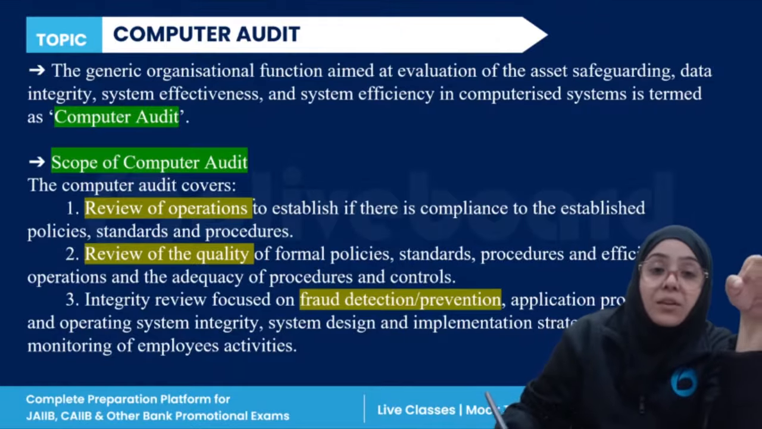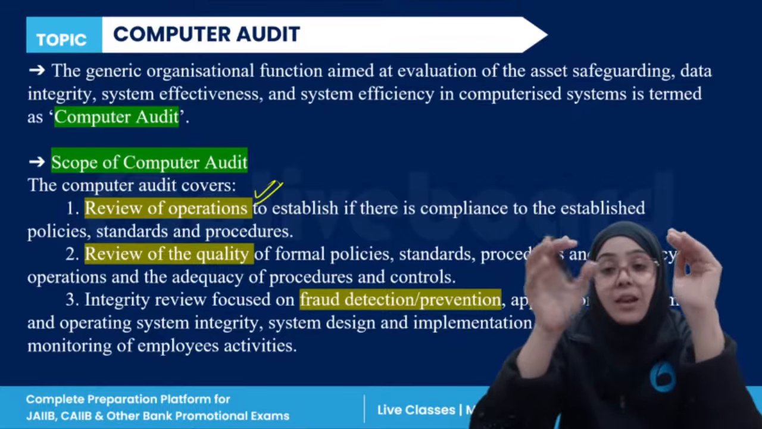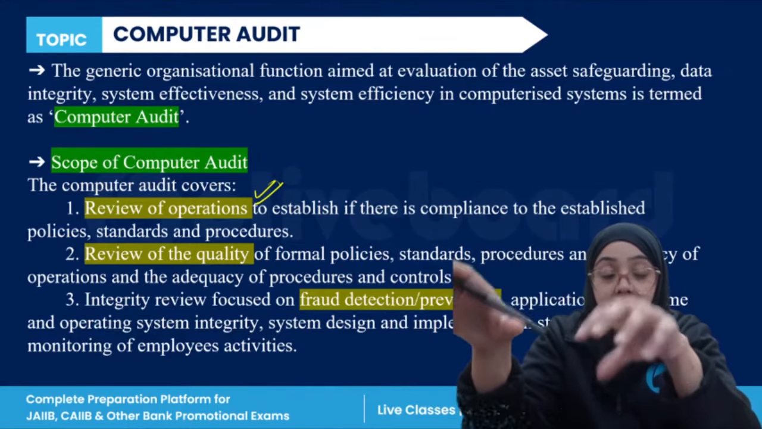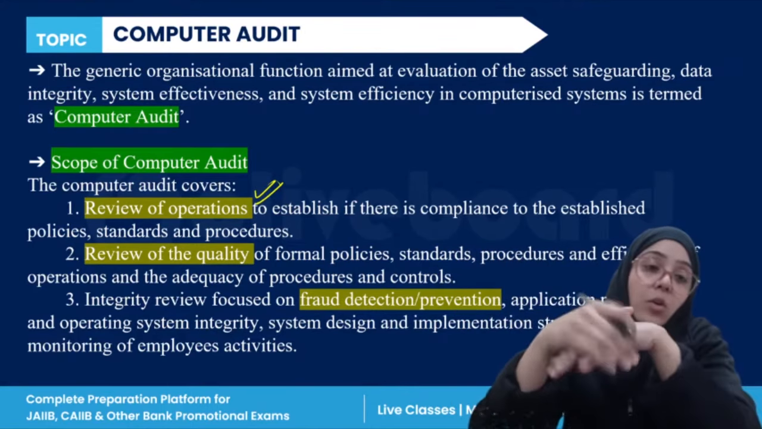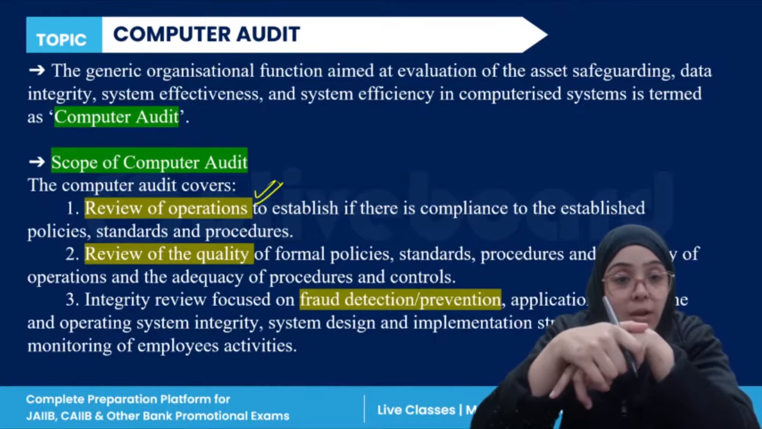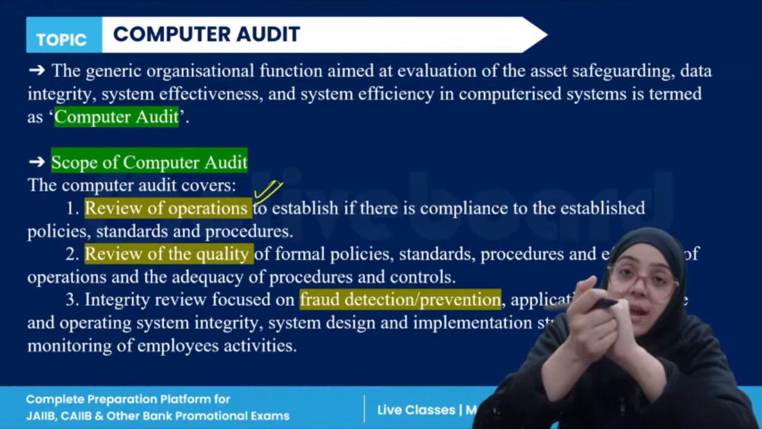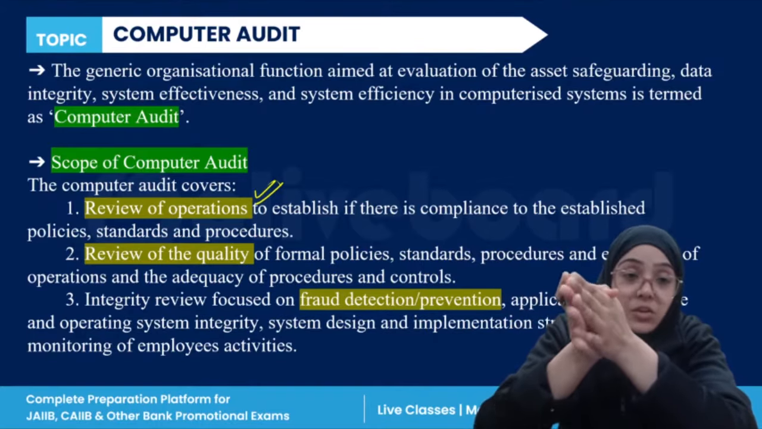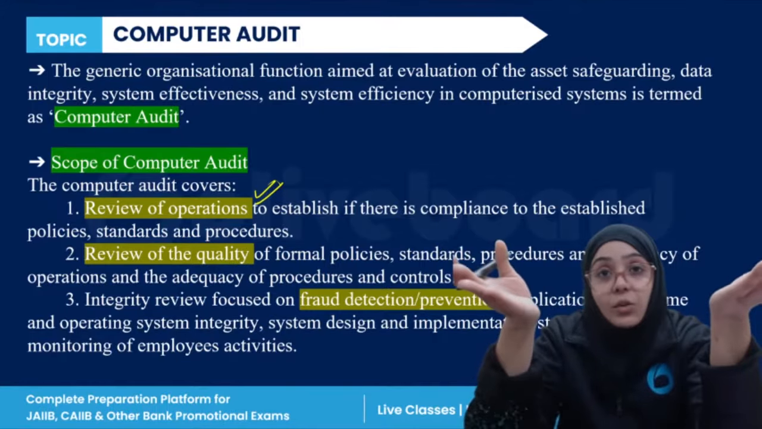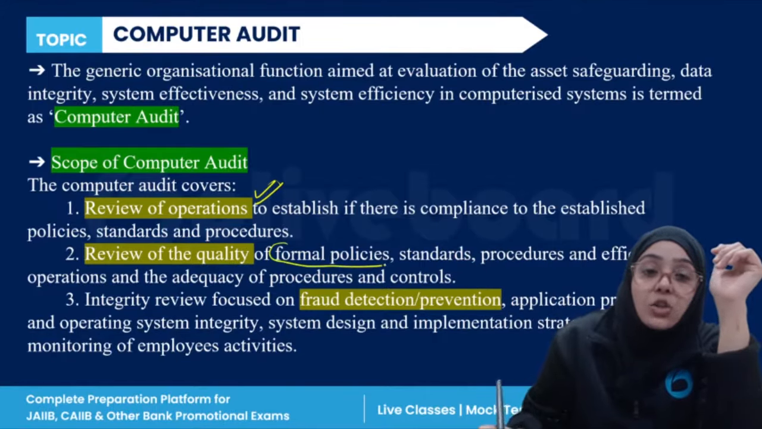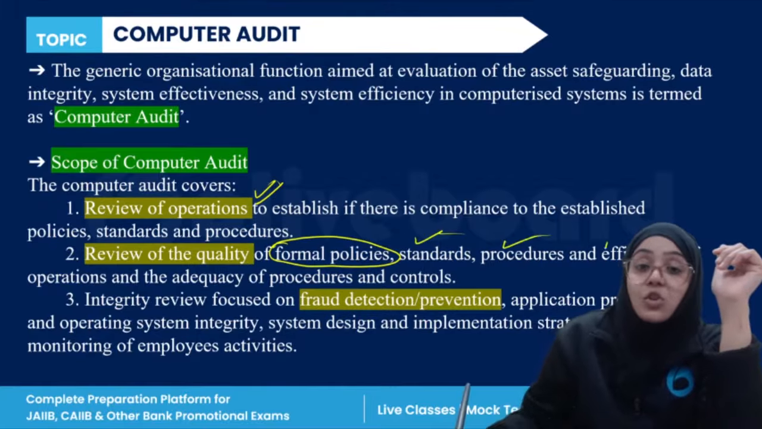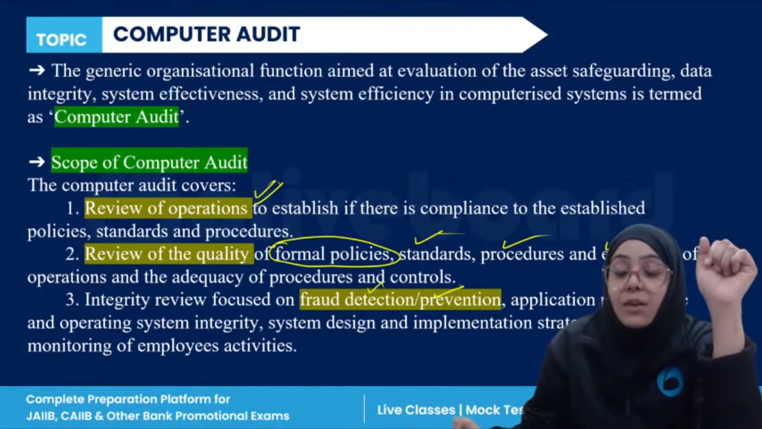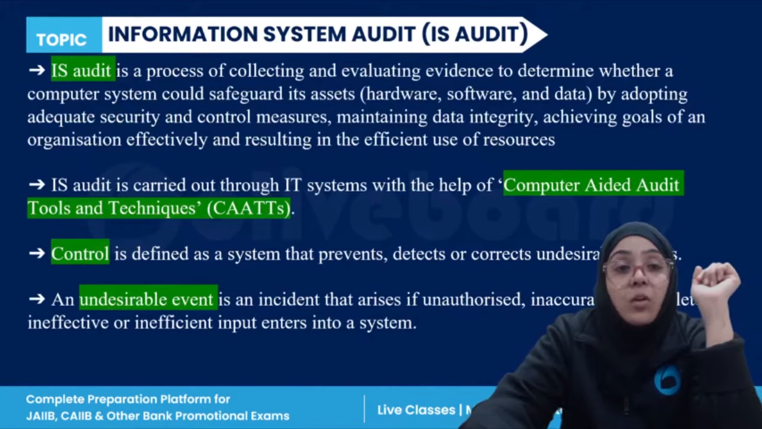Now, if we talk about the scope of the computer audit, it covers these scopes. First of all, they review the operations. Reviewing the operations means they should see that whatever established policies, standards, and procedures there are, they are followed in the computer or not, to establish compliance. Second, you have to review the quality also. Reviewing the quality means you have to acknowledge the formal policies, standards, procedures, and efficiency, everything. Third, integrity review on fraud and prevention. So these are the scope of the computer audit.